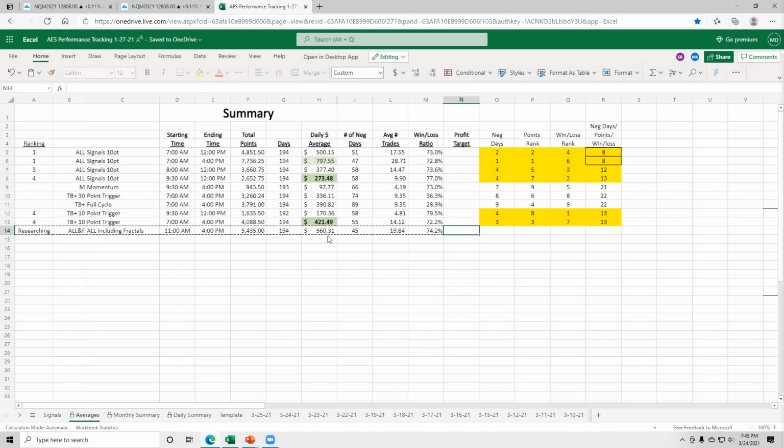194 trading days of history is averaging $560.31 a day per contract, 45 losing days out of the 194. So just over a 74% win-loss ratio. And then you also wanted 12 to 4. 192 trading days, $449.71 per day, 52 losing days, just under a 74% win-loss ratio.